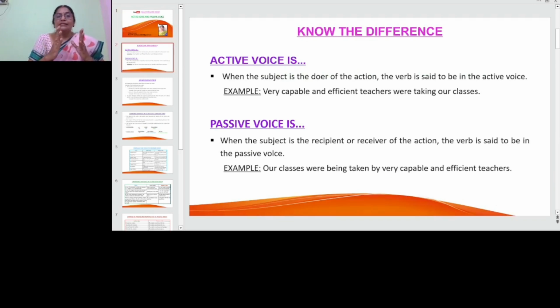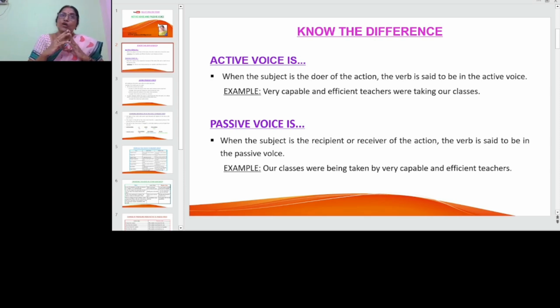In the active voice, the subject is the doer of the action. Okay, and in the passive voice, the subject is the recipient or the receiver of the action. So the action, whatever is taking place in the active voice, the subject is the doer of the action. One example, we will do it. Very capable and efficient teachers are taking our classes.